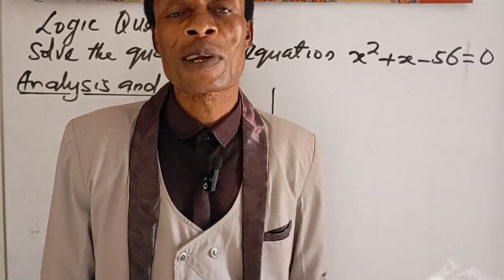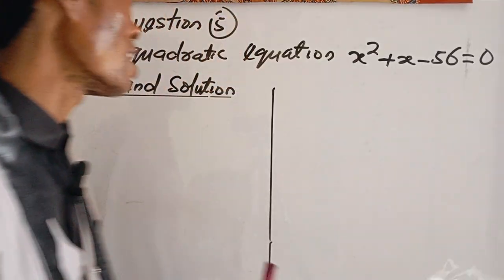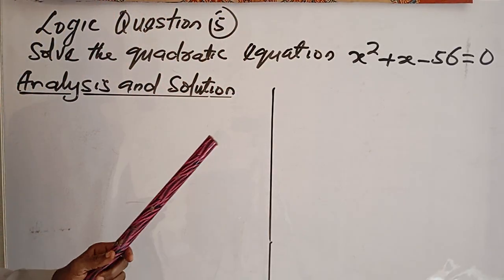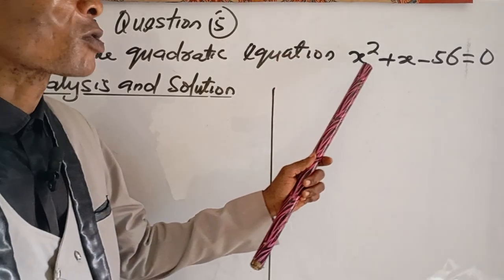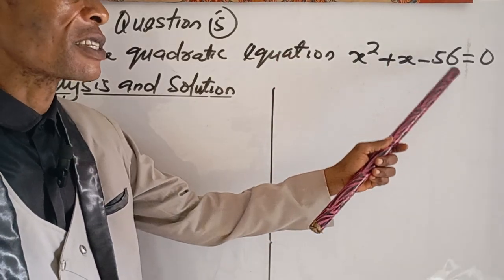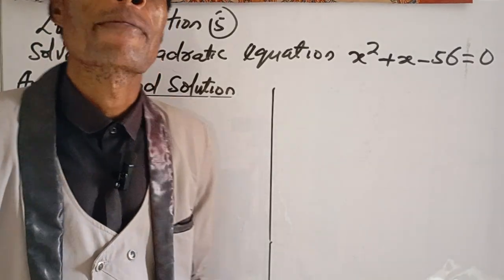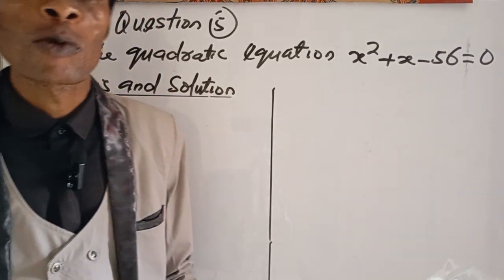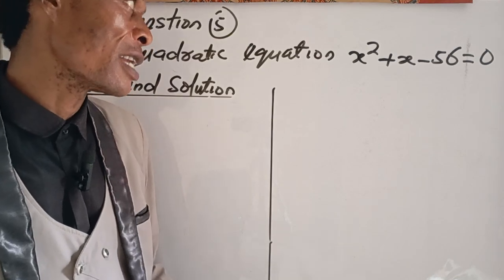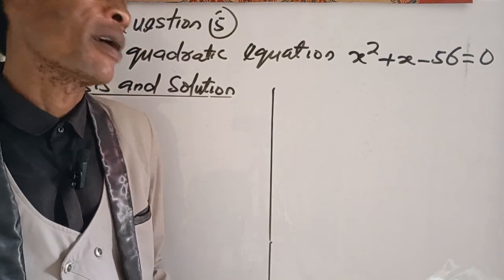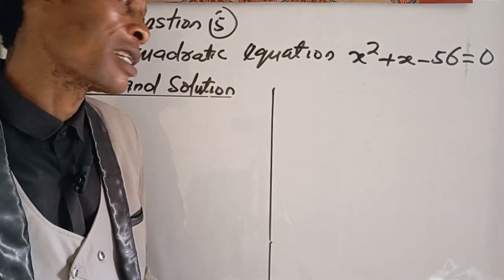So please, let's quickly consider the next logic question, and that's logic question 5. The question says: solve the quadratic equation x squared plus x minus 56 equals 0. This question is set from the topic we call algebraic process, and it is particularly about quadratic equations.